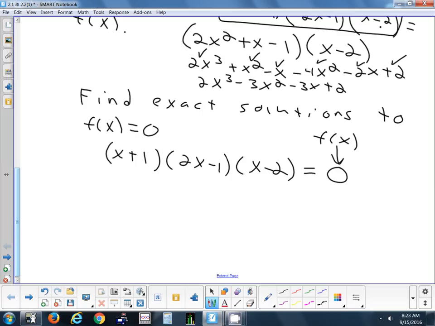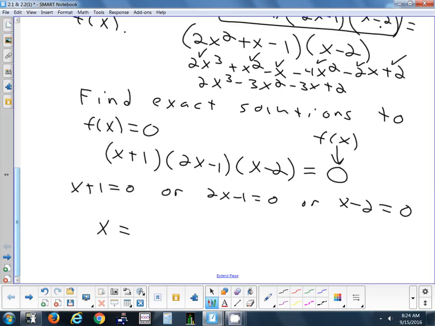Right, now how do I solve this? I have something times something times something equals 0. What does that mean? Yeah? Can't you just set like all of the individual parts to 0? Yeah, we set each factor equal to 0, because if you're multiplying 3 things together and getting 0, there has to be a 0 in there somewhere. Right? So either the first factor could be 0, or the second factor, or the third factor.